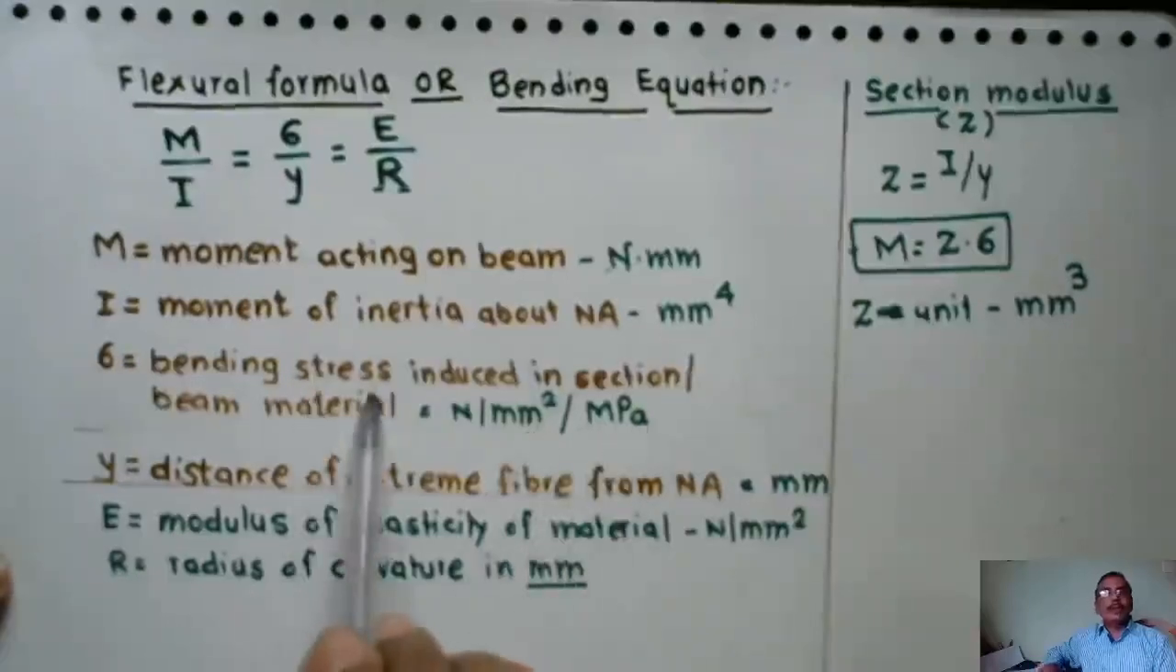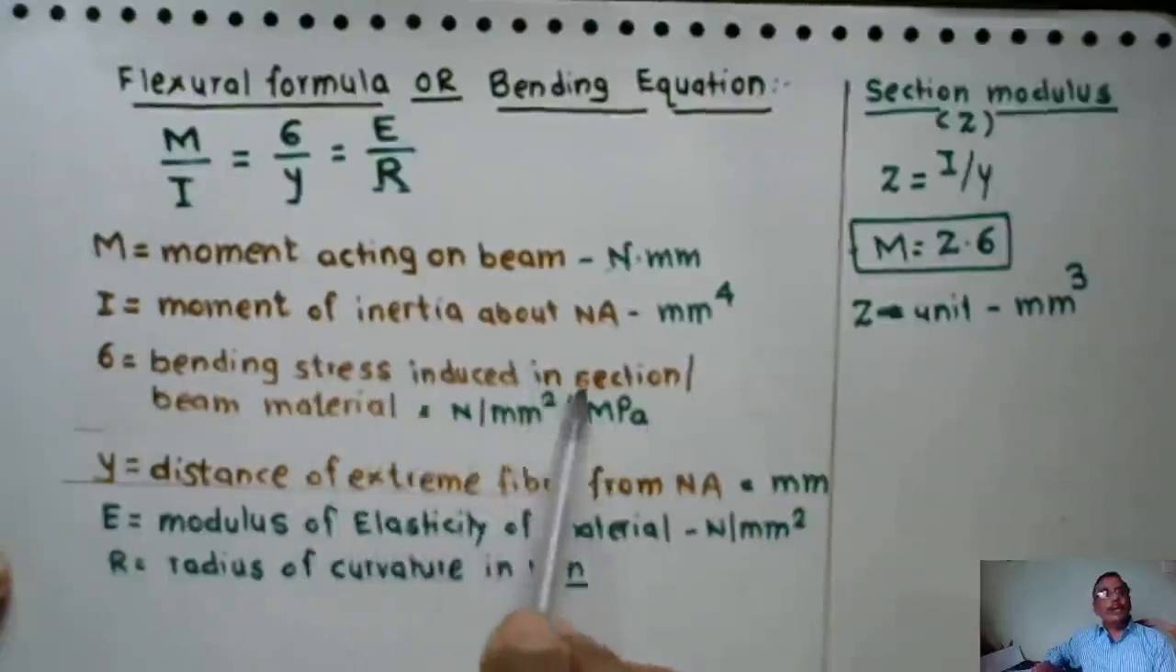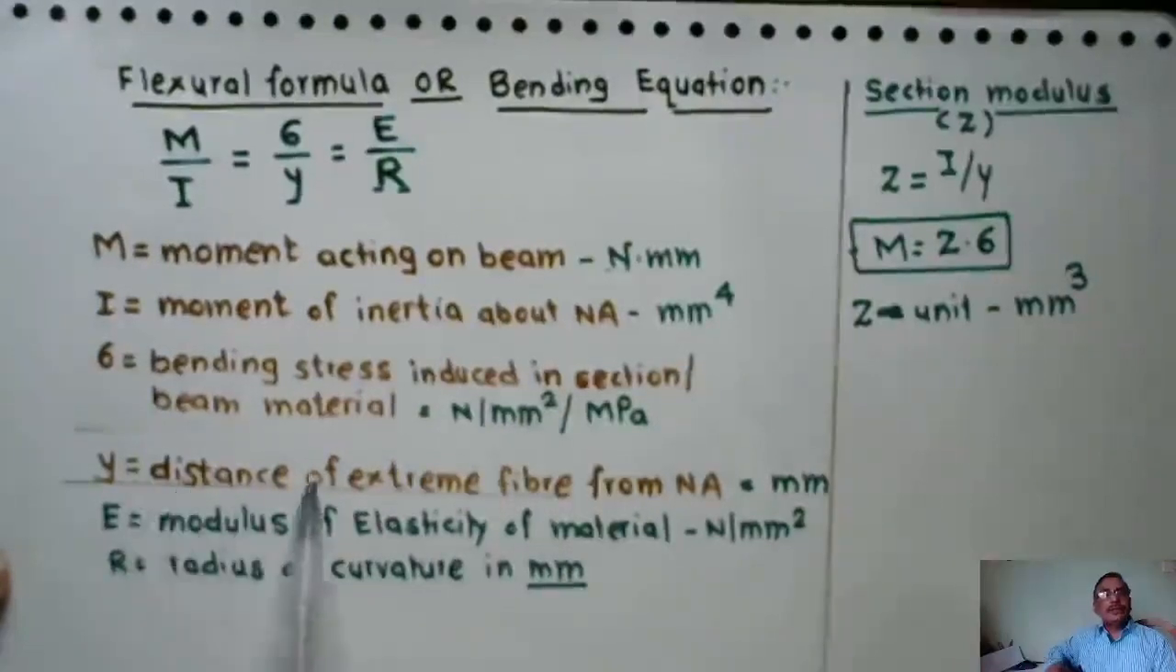Bending stress may be tensile or compressive in nature. Y is the distance of the extreme fiber from the neutral axis and its unit is mm. E is the modulus of elasticity of the material and it is measured in Newton per mm square. In this case the modulus of elasticity in tension or compression must be the same. R is the radius of curvature in mm.